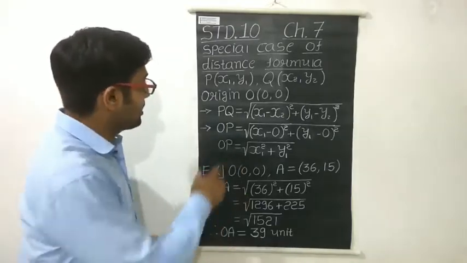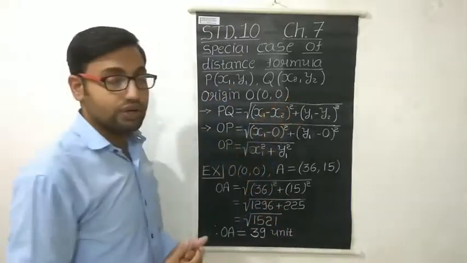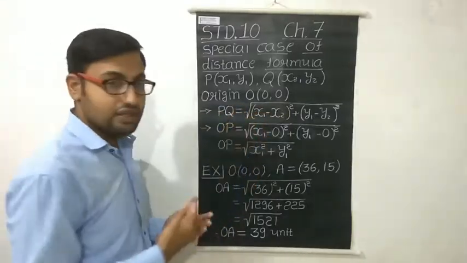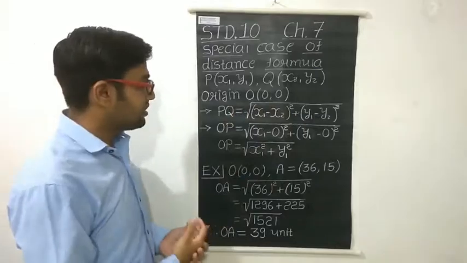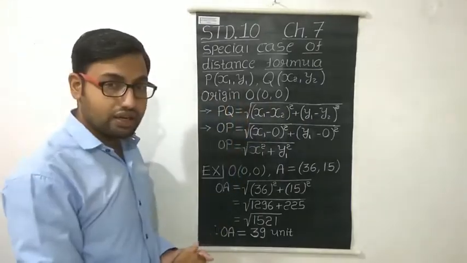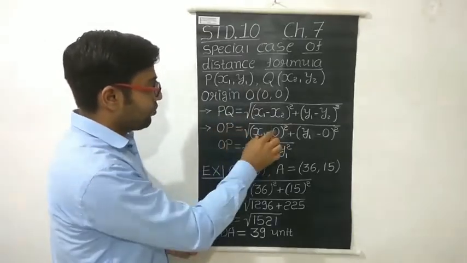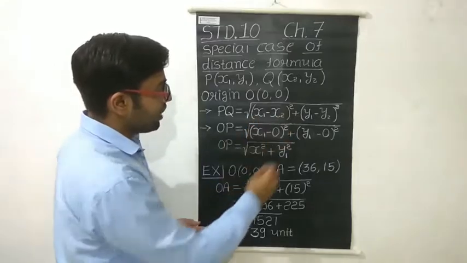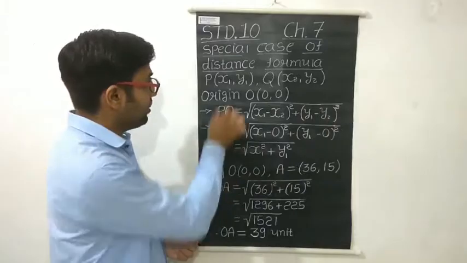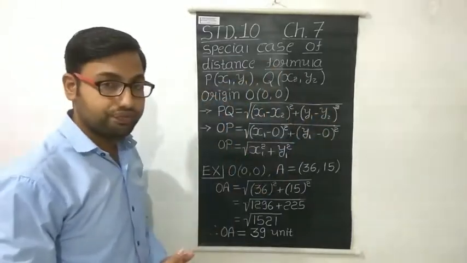Okay, so let's suppose there are two points. Point P is (x1, y1) and the point Q is (x2, y2). And the origin O, we know that its coordinate is (0, 0). So what is the distance formula? If we want to find the distance between these two points P and Q, then we can use this formula: PQ is equal to under root (x1 minus x2) whole square plus (y1 minus y2) whole square. So here we have to put the coordinate values, all x1, x2, y1, y2.